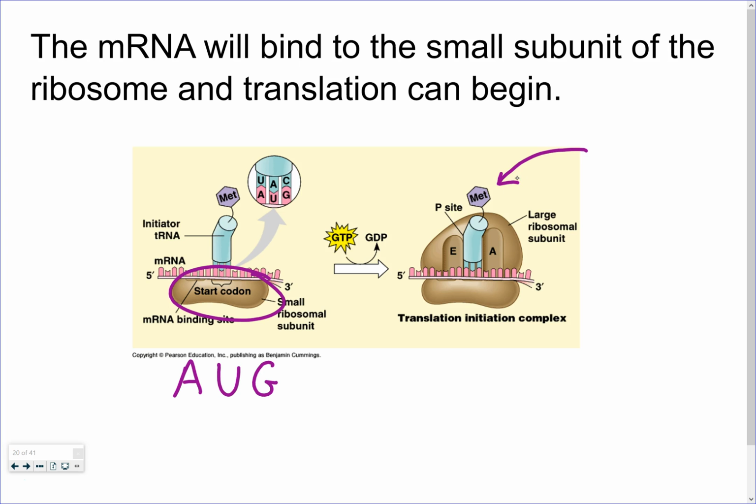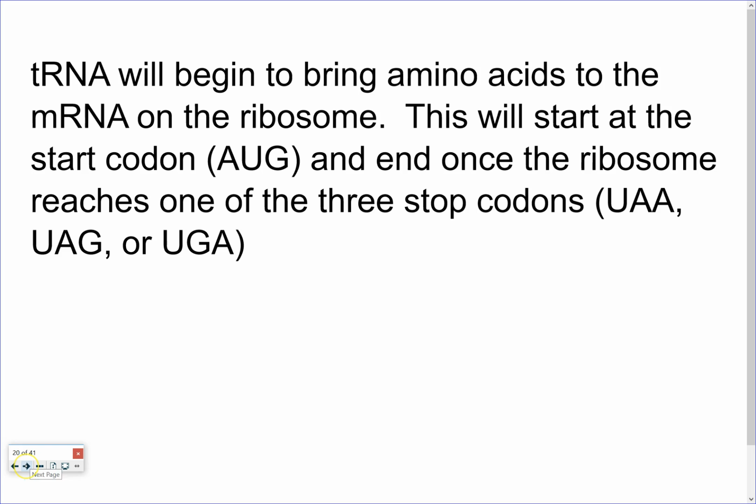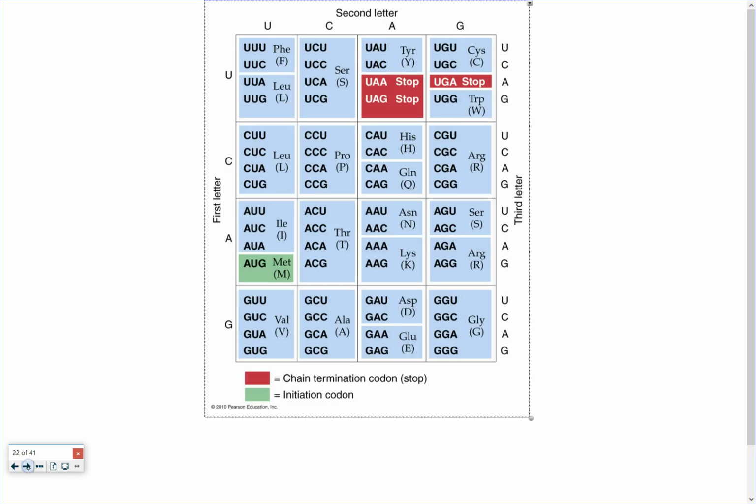You will see that there is an A site, a P site, and an E site in the ribosome. That's going to allow for molecules of tRNA to come in and eventually swap or add on the amino acids. The tRNA will bring amino acids to the mRNA on the ribosome. This will happen at the start codon, or AUG, and end once the ribosome reaches one of the 3 stop codons, and they are UAA, UAG, or UGA. Looking at the universal genetic code, the 3 stop codons are over here, and the 1 start codon is over here.